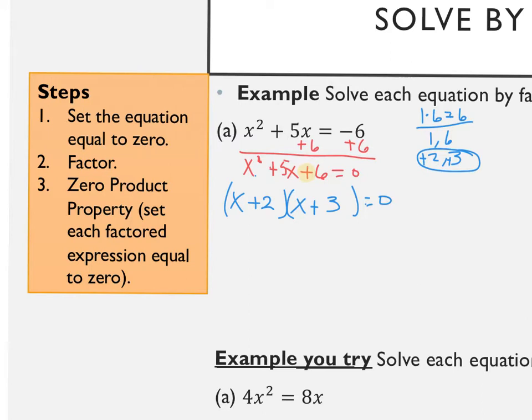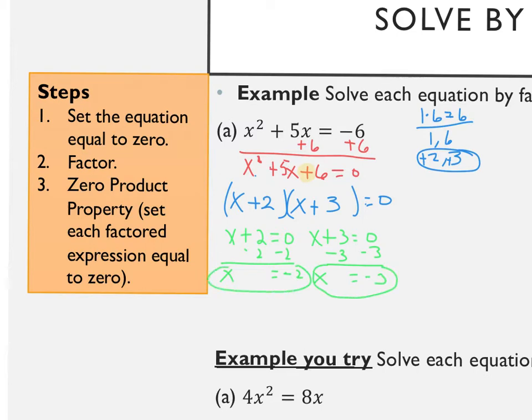Our third step is to use zero product property. So that just means we set each factored piece or each factored expression equal to 0. So x plus 2 equals 0 and x plus 3 equals 0. And then it's like you solve the two little baby equations. X equals negative 2 and x equals negative 3. And that's it. The other thing that is useful to know is that if you look at the degree of this equation, it's a 2. So that tells our brains we should have 2 solutions, and we do.